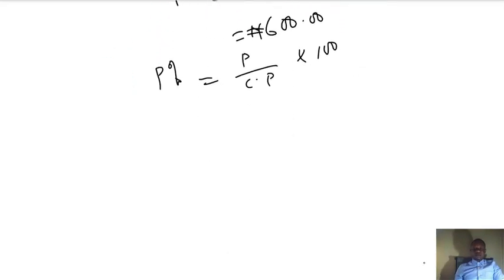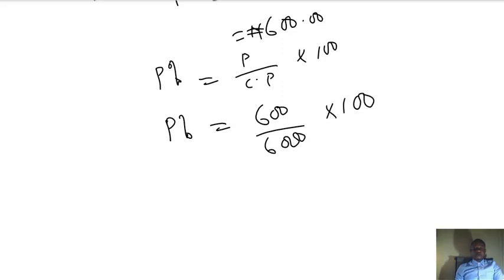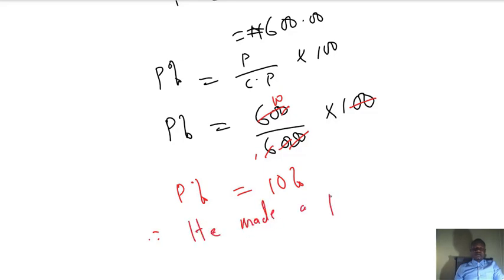So let's see how we go through to find the profit percent. So profit percent equals 600 over 6,000 times 100. With this one, let's cancel it out. So this 0 will cancel this 0, and this 0 will cancel this 0, and 6 goes into itself 1, it goes into 60 how many? 10. So we have the profit percent to be equal to 10%. So therefore, he made a profit of 10%.